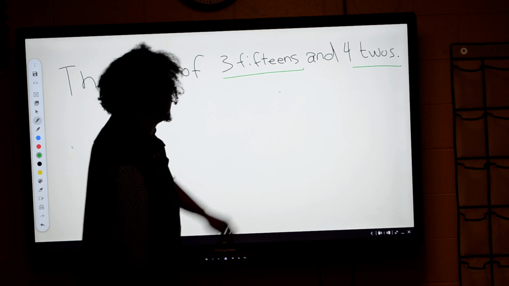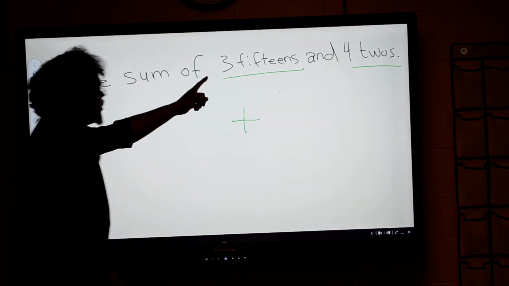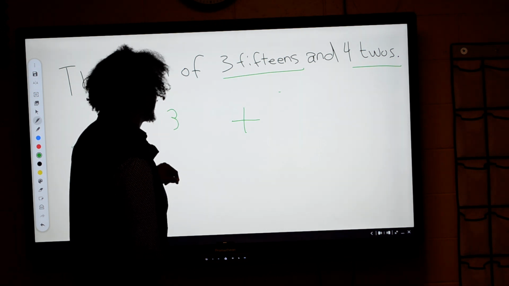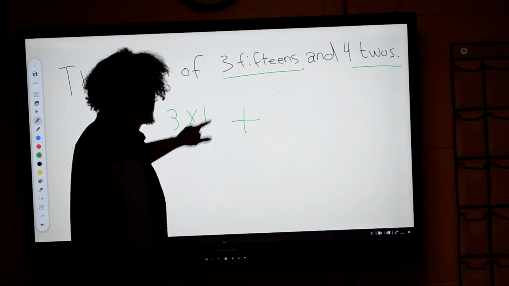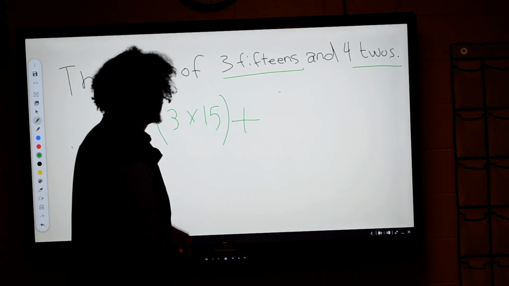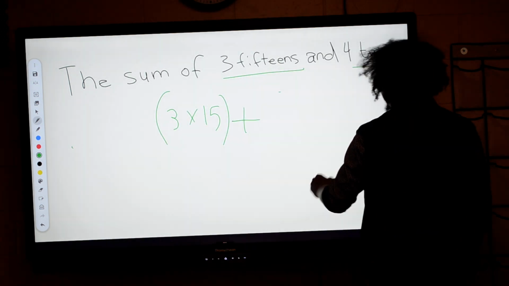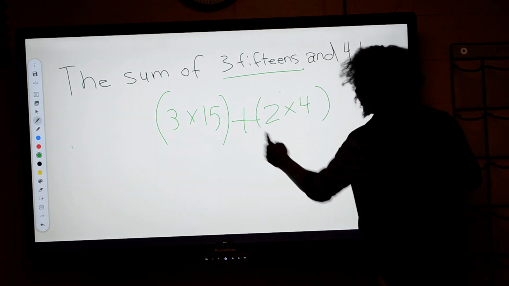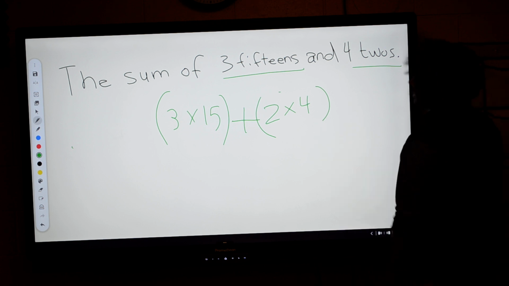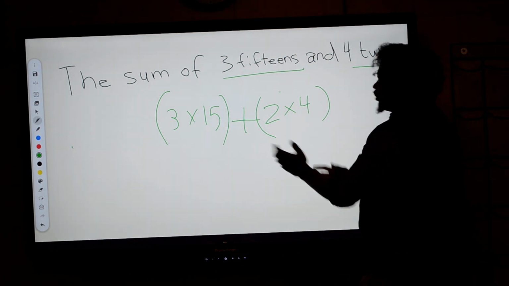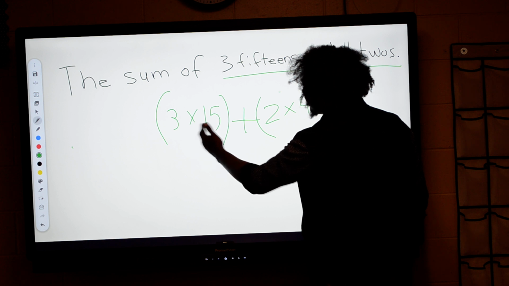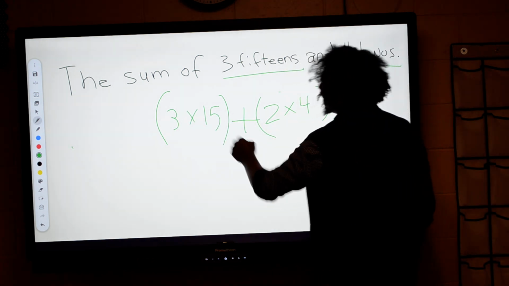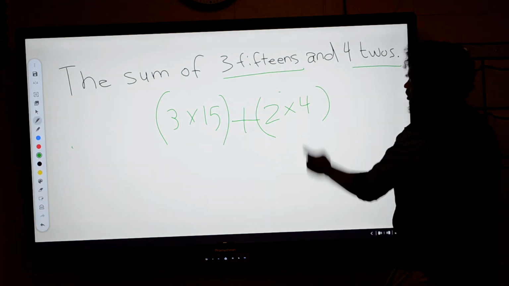So they want the sum, so we're going to put a plus right there. 3/15, we know that 3/15 was what? 45? Or we can write it out like this. Parentheses. Parentheses. All right? No equal sign. That turns it into an equation. This is a numerical expression, okay? 3 times 15 plus 2 times 4. The sum of 3 15s and 4 2s. All right?